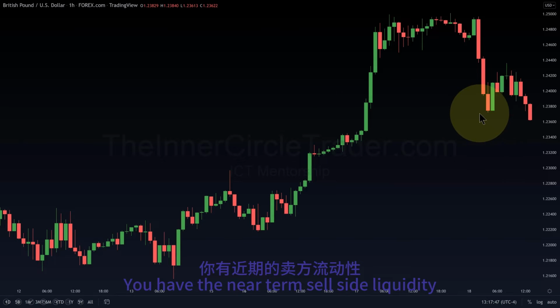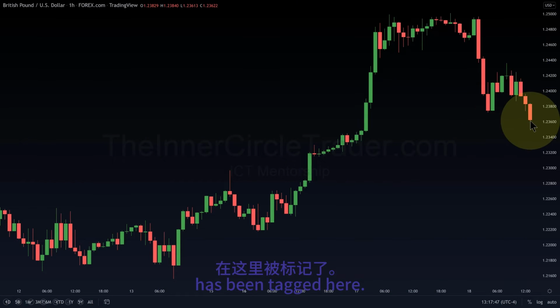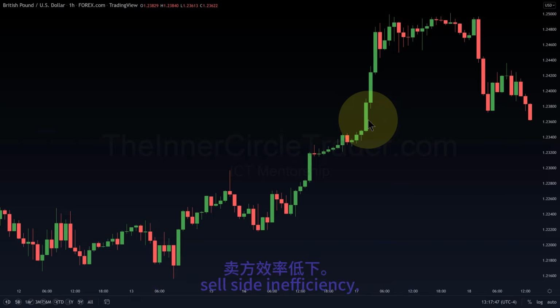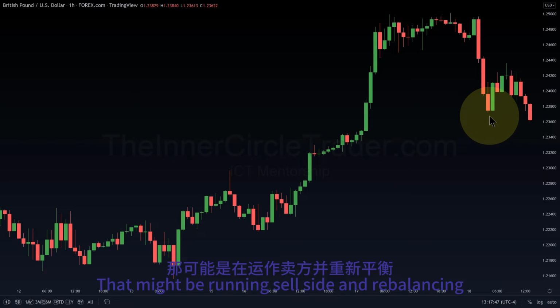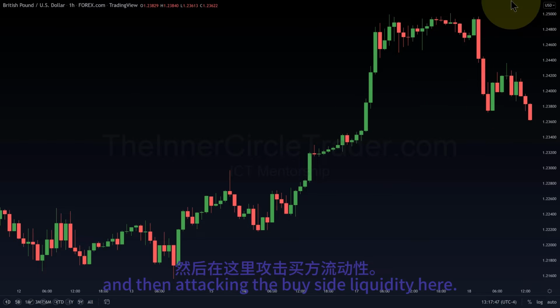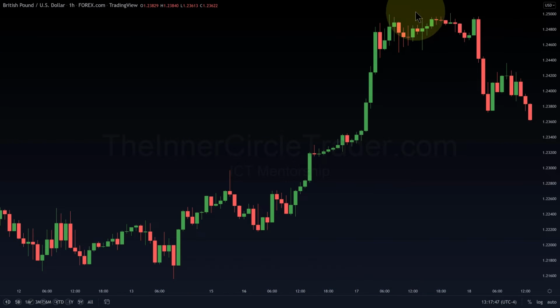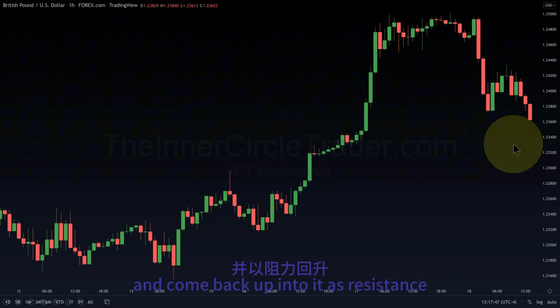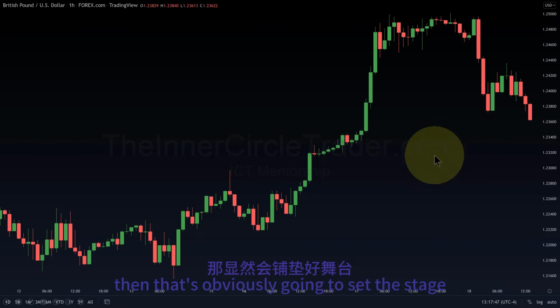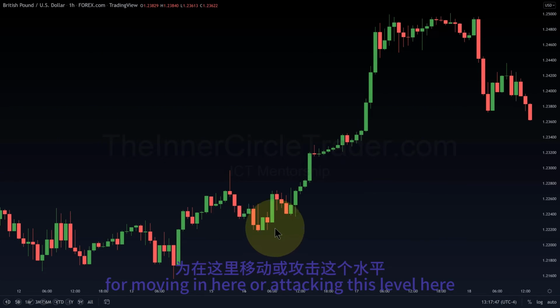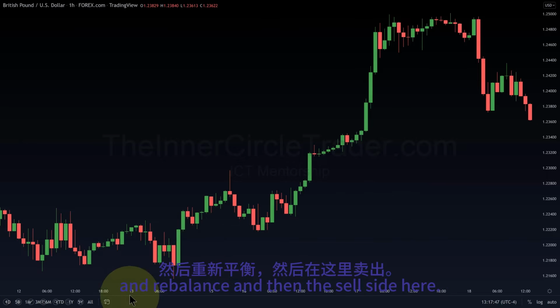we have the near-term sell-side liquidity tagged here. A little bit of a buy-side imbalance, sell-side inefficiency. That might be running sell-side and rebalancing and then attacking the buy-side liquidity here. If we lose this imbalance and come back up into it as resistance, then that's obviously going to set the stage for moving into here or attacking this level here and rebalance and then the sell side here.